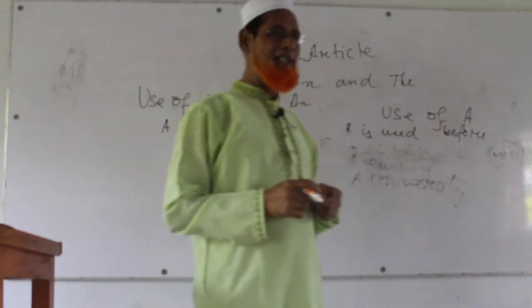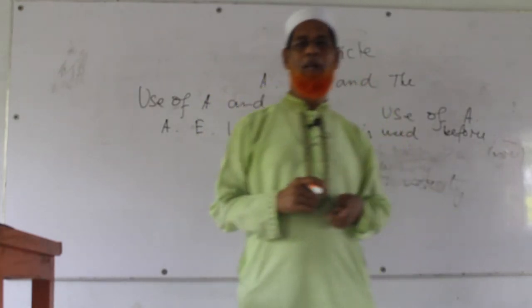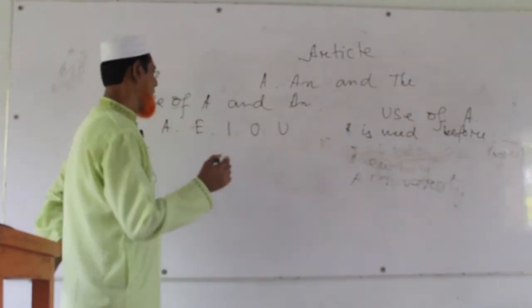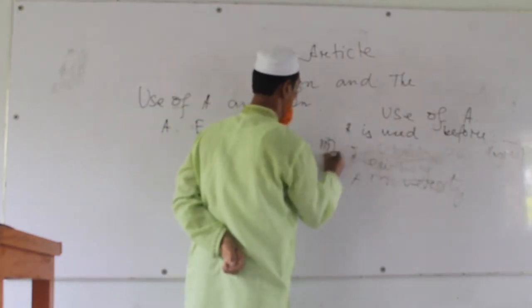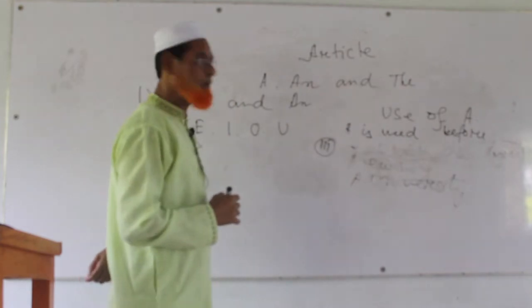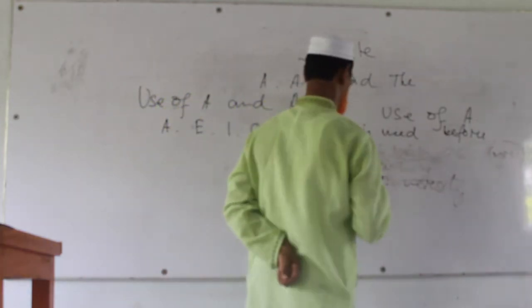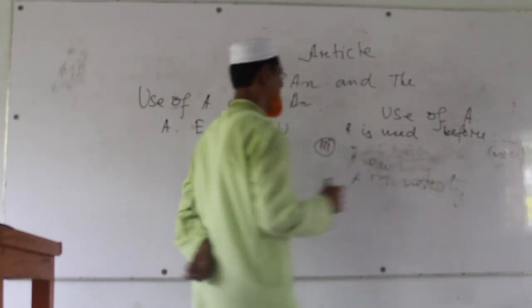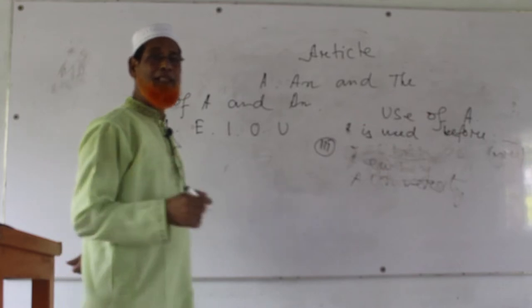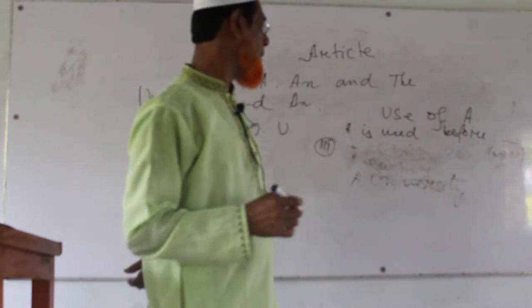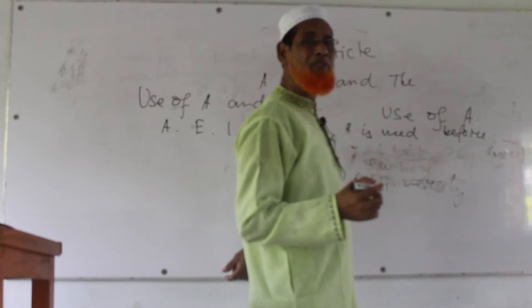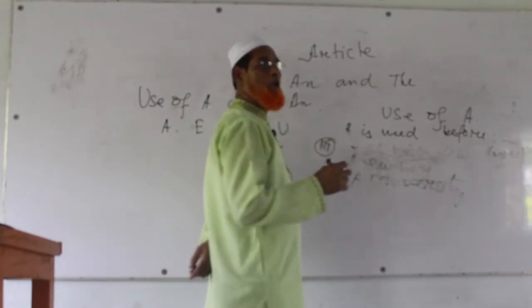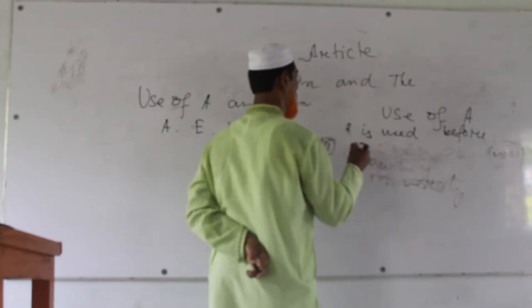The word that starts with S but its pronounced is omitted. In this case, we can use an. Sorry, the words that start with O and is pronounced as wa, then we can use A before it.